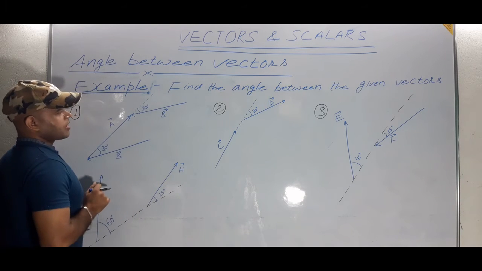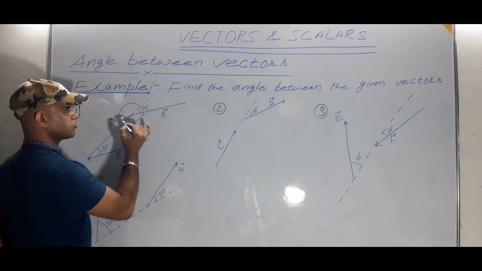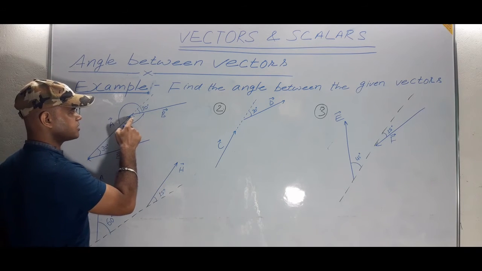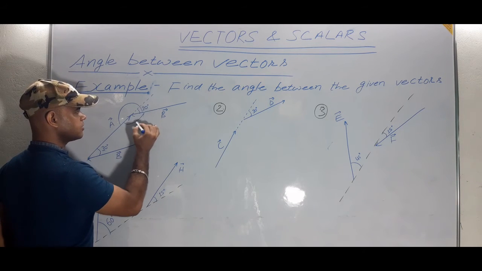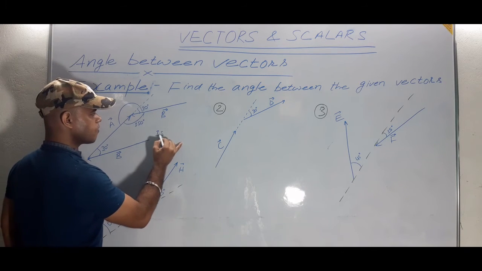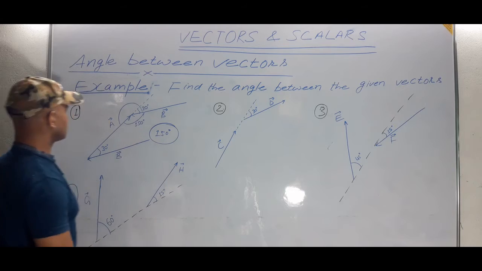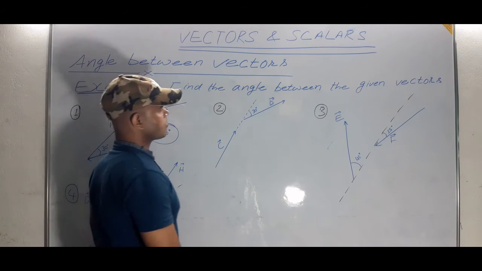What is the angle that we have to write? Either this angle or this angle. So the smaller angle we have to write, so we'll write this angle. So this total angle is 180 degree. So since this is 30 degree, this is going to be 150 degree. So the answer is 150 degree. This is the angle between A vector and B vector, right? Similarly, look for question number 2.